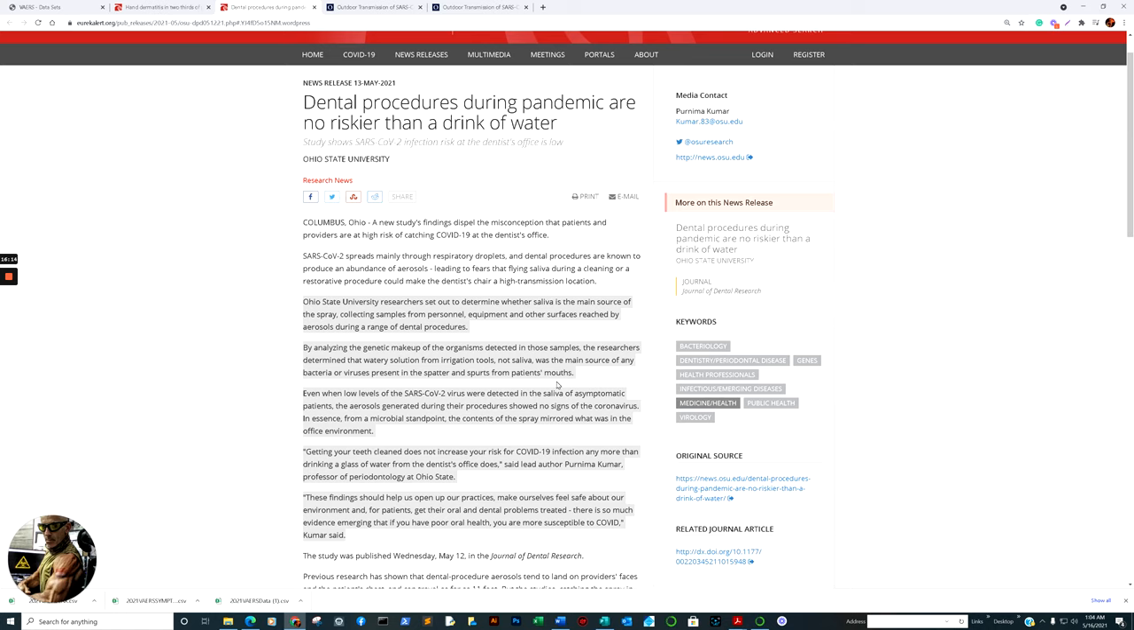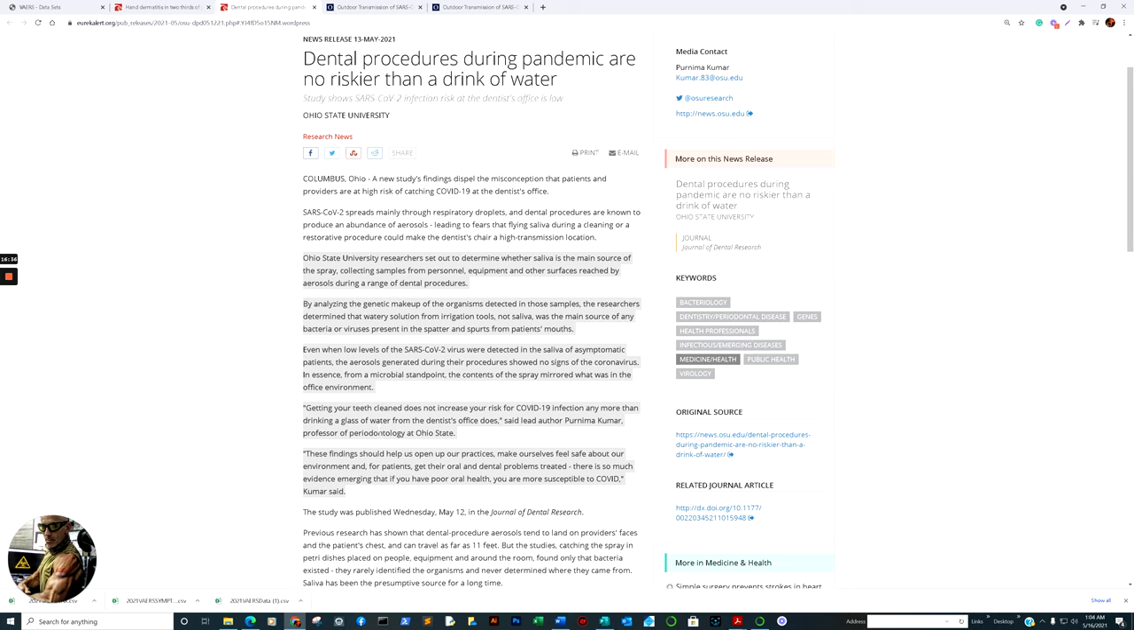But let's proceed. Even when low levels of SARS-CoV-2 virus were detected in the saliva of asymptomatic patients, the aerosols generated during their procedure showed no sign of the coronavirus. In essence, from the microbial standpoint, the contents of the spray mirrored what was in the office environment. Ending and concluding this way: getting your teeth cleaned does not increase your risk of COVID-19 infection any more than drinking a glass of water from a dentist's office does.